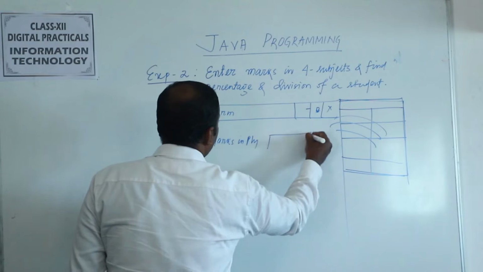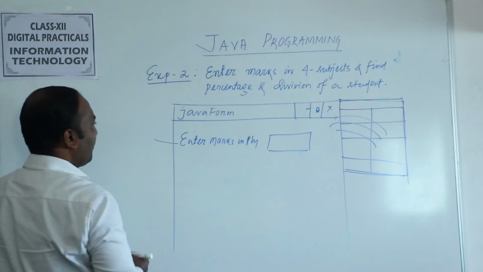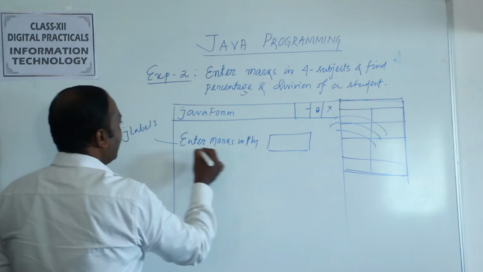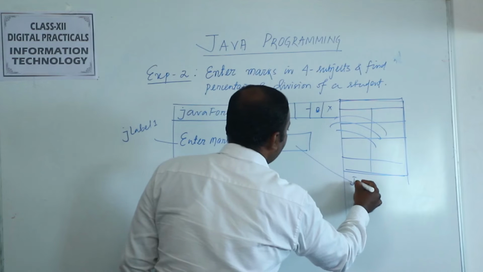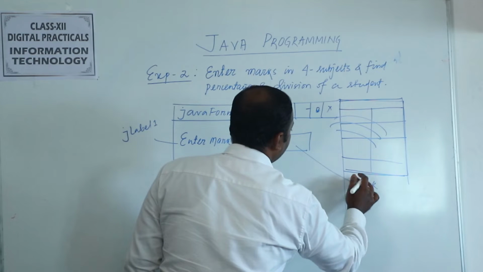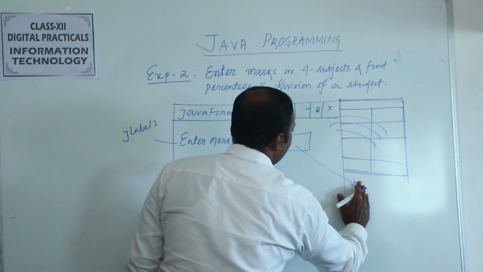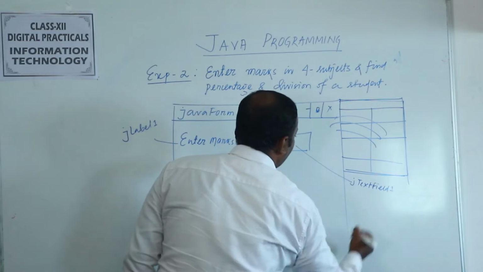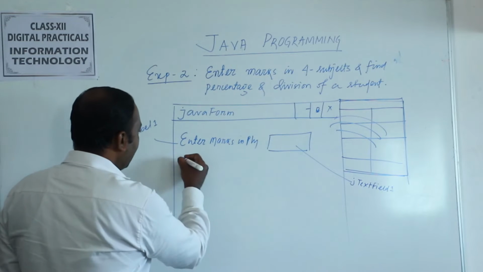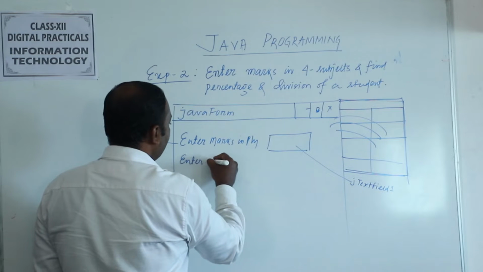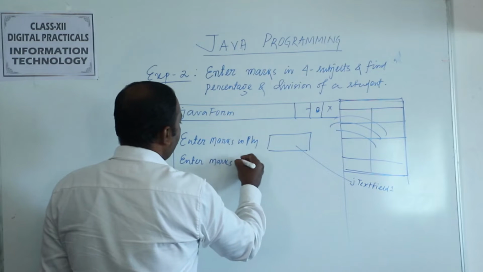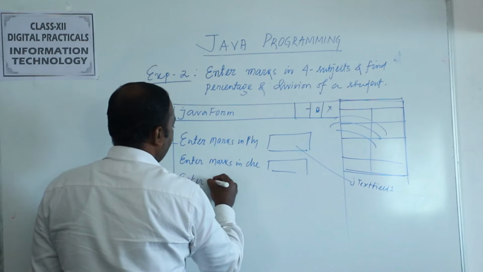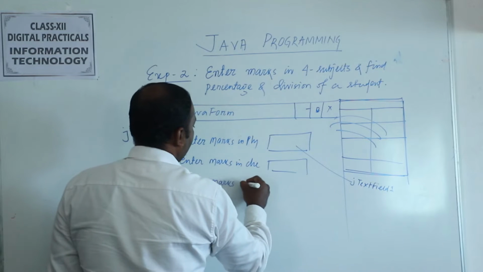Like enter marks in physics. So, what is this? This is a J label 1. What is this? This is J checkbox 1. Sorry, this is J text field 1. Okay. Similarly, enter marks in chemistry. Enter marks in math.